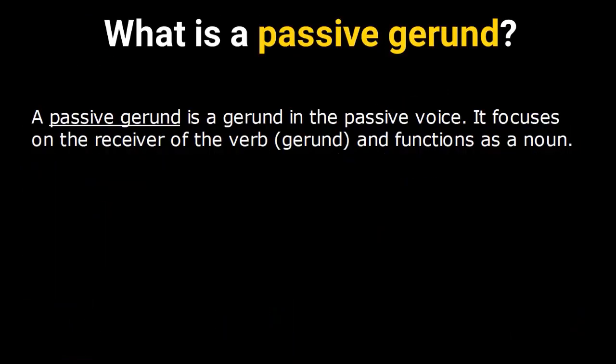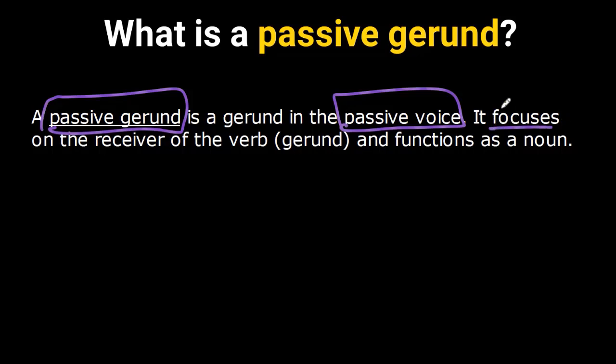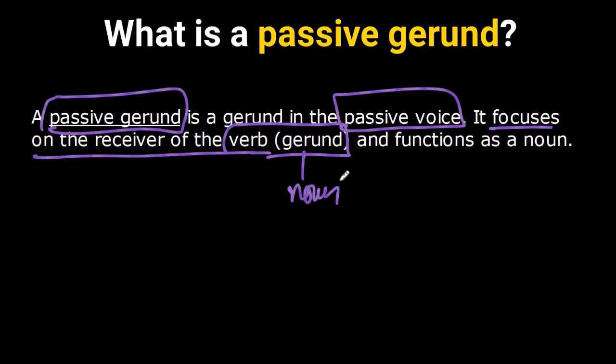Now, what is a passive gerund? Let's understand this. A passive gerund is a gerund in the passive voice. It is a gerund, an ing form of a verb functioning as a noun, in the passive voice. A gerund is an ing form of a verb that functions as a noun. So a passive gerund focuses on the receiver of the gerund, and functions as a noun, as I just told you.